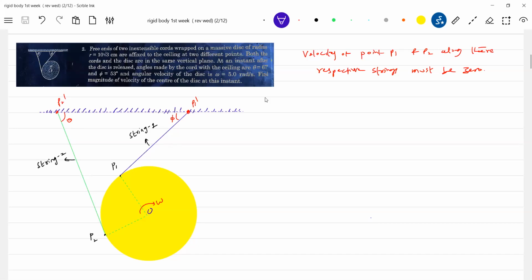Okay, this idea. Still we want velocity. Let me use C. So in what possible direction can this center of the disk move? It will try to move in this particular plane. If I release it, it will try to move in this particular plane.